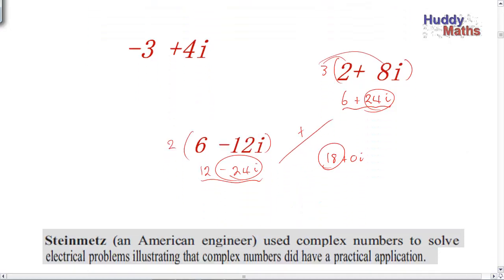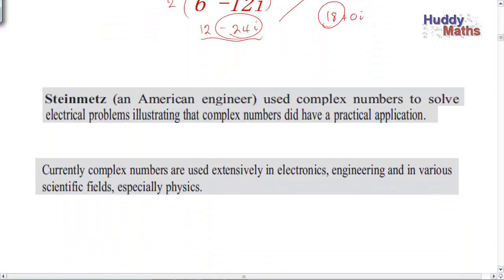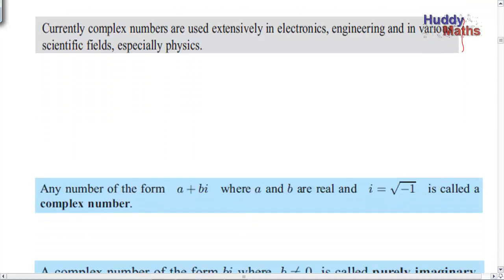Okay, well, let's come down here, and here's an interesting result. Steinmetz, an American engineer, used complex numbers to solve electrical problems, illustrating that complex numbers did have a practical application, and they're used extensively in electronics engineering and science, particularly physics. So it is possible to delve into this area with these numbers and then still come out with a practical answer. Okay, so it's just not a theoretical thing. Let's go down and have a look at developing the theory now.